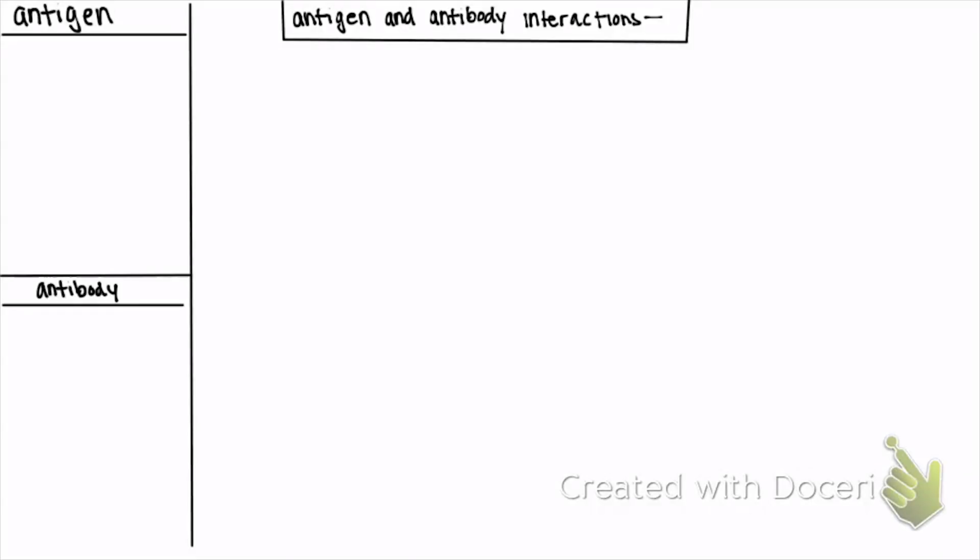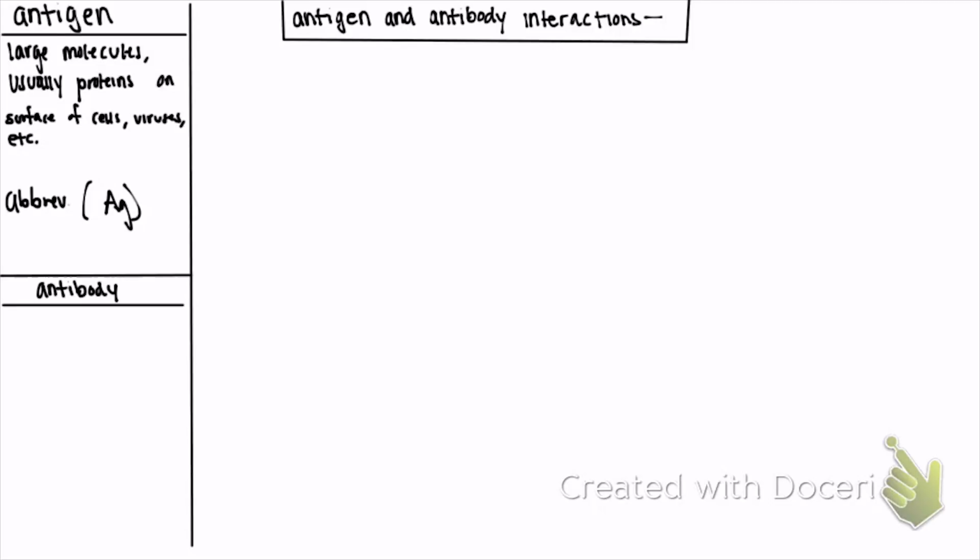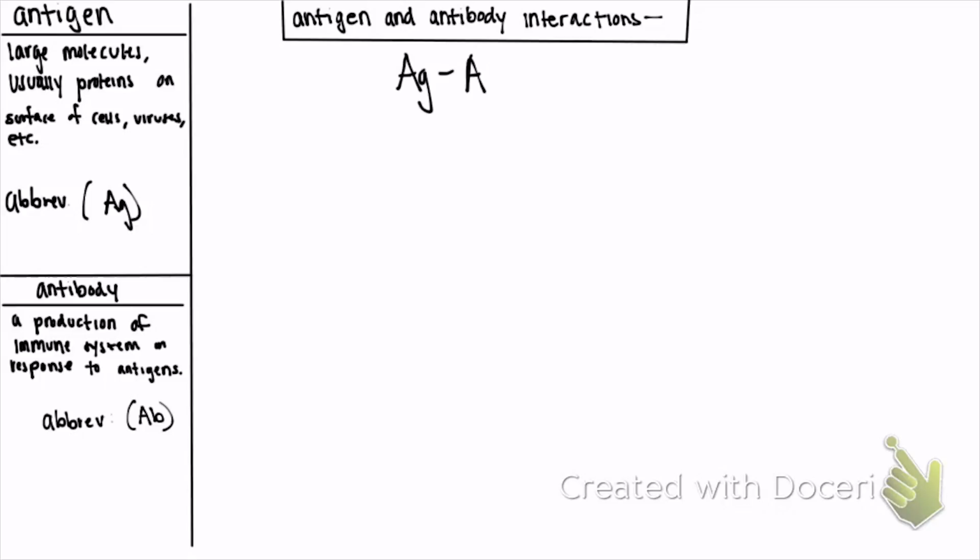In molecular bio, there's a thing called antigen-antibody interactions. Antigens are large molecules that are usually proteins on the surface of cells, viruses, and other things. They're abbreviated Ag. Antibodies are a product of the immune system in response to antigens, and the abbreviation for antibodies is Ab. So antigens, since they cause antibodies to be released, you want a good ratio of antigen-antibody interactions.